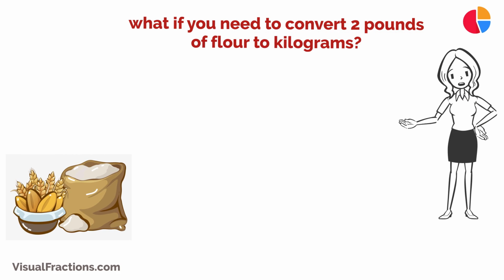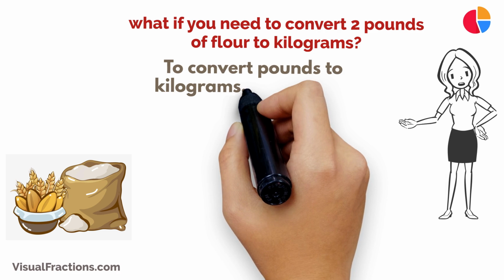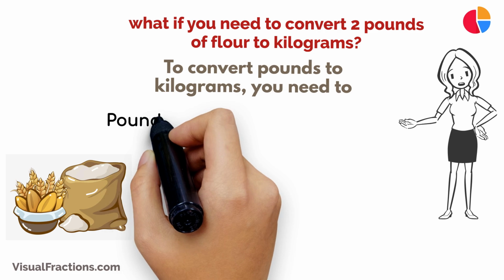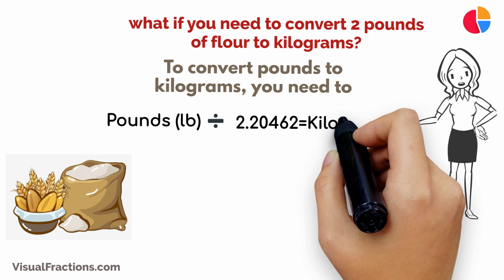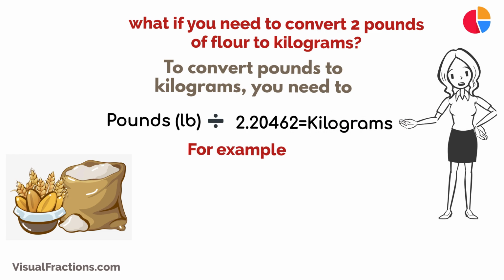But wait, what if you need to convert 2 pounds of flour to kilograms? Don't worry, we've got you covered. To convert pounds to kilograms, you need to divide the number of pounds by the conversion factor of 2.20462.